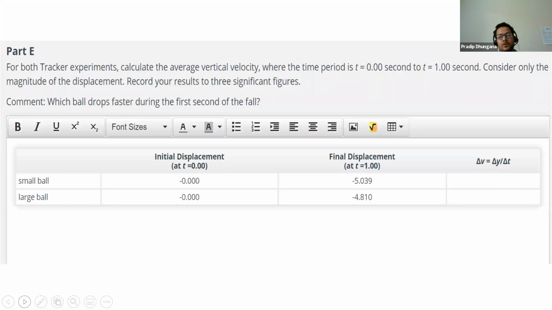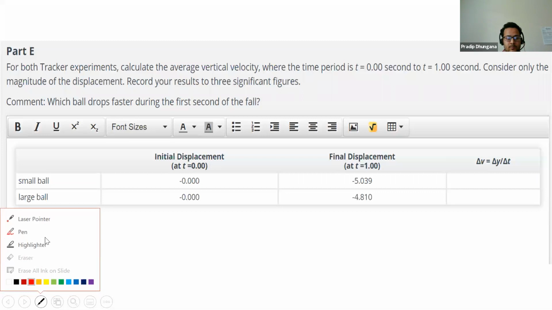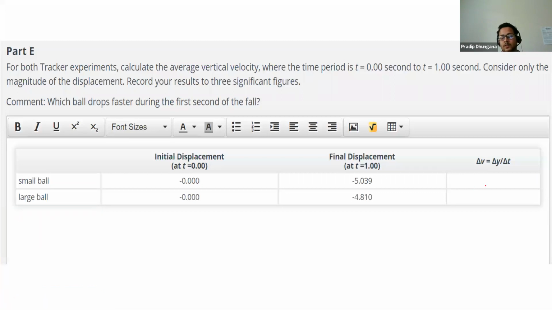Now in part E, we have to calculate vertical displacement and answer the question, which ball drops faster during the first second of the fall. Let's calculate vertical displacement, no, vertical velocity. So the vertical velocity definition, I'll write the definition, okay? Del V is your del Y over del T. That is your final displacement minus initial displacement, and then over time.